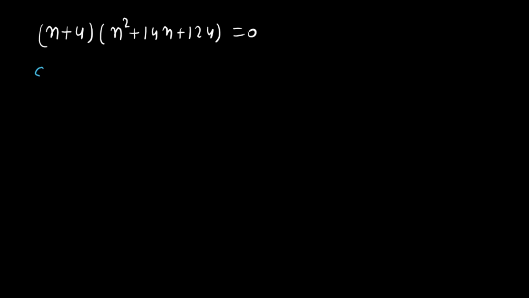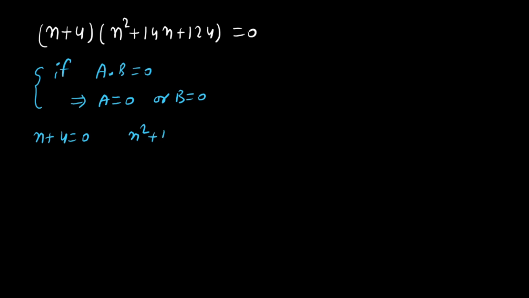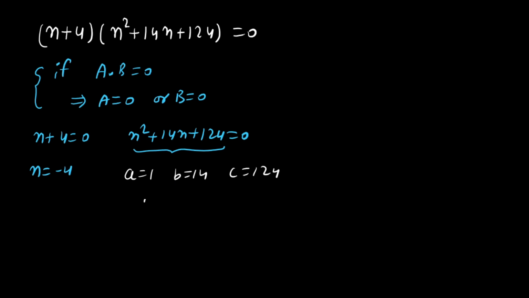We will apply: if a into b equals 0, this implies a equals 0 or b equals 0. Then here we can say n plus 4 equals 0, and here n square plus 14n plus 124 equals 0. Here the value of n is minus 4, and here this is a quadratic equation. So first we will check the discriminant of this quadratic equation. The value of a is 1, b is 14 and c is 124. Then the discriminant is b square minus 4ac.